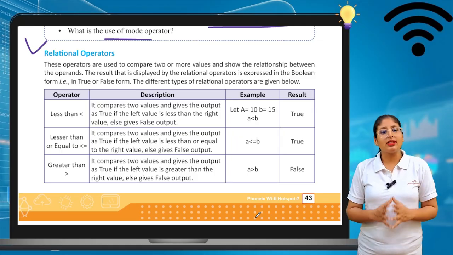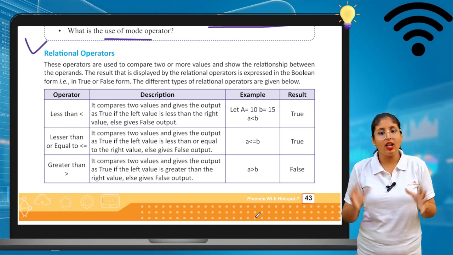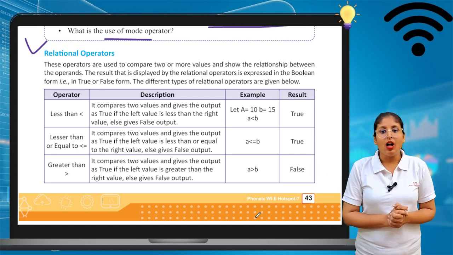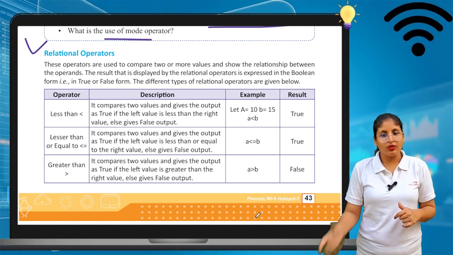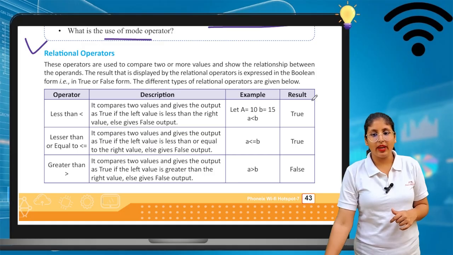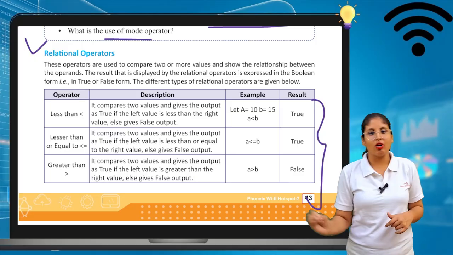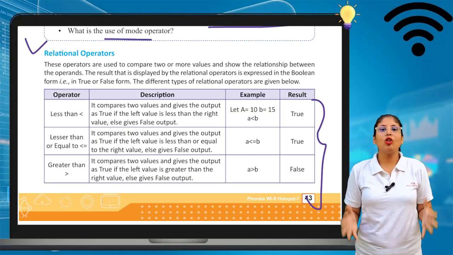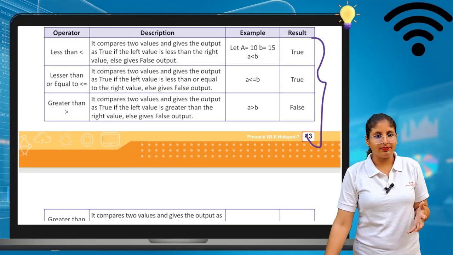So the result that is displayed by the relational operator is expressed in Boolean form, that is, in true or false form. In the result we can see a true or false value. The different types of relational operators are given below. So these are the operators. Okay, starting with the first one.